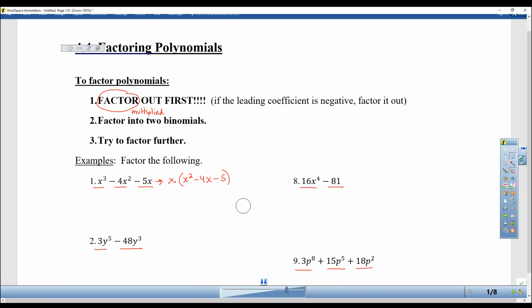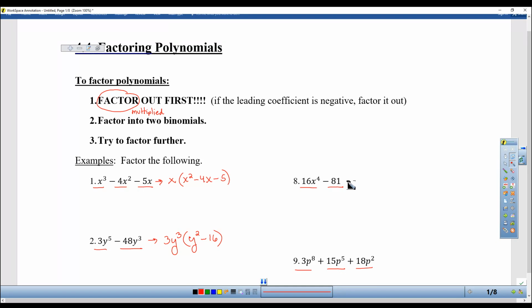What I want you to do is take a minute and go all the way down to number 13 and see if you can factor out on any of them. Pause your video. Now, of course, you know I'm going to do it for you. So I'm going to show that factoring out step wherever I can. In number 2, I see that they both have a 3 and a y to the third. So I'm going to take that out. I'm left with a y squared and a 16.